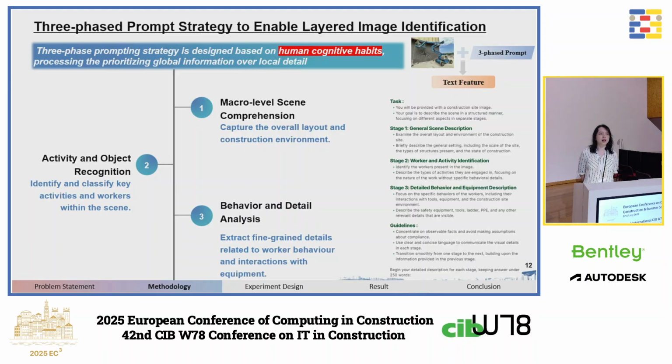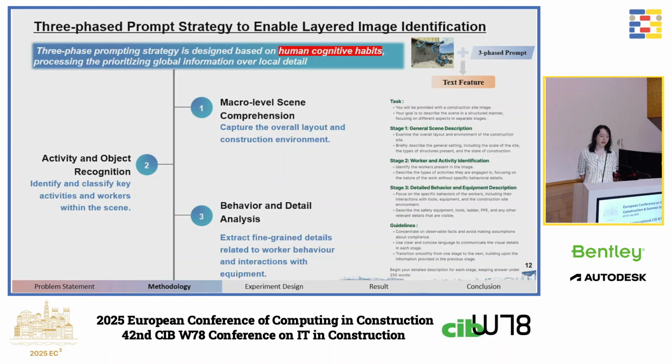Well, the very first step is to transfer the image to a text representation. We developed a three-phase prompt engineering strategy, which is based on the human recognition process. In phase one, we require the VLM to conduct a global scan to capture the overall layout of the site.